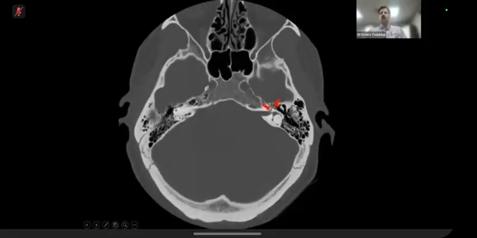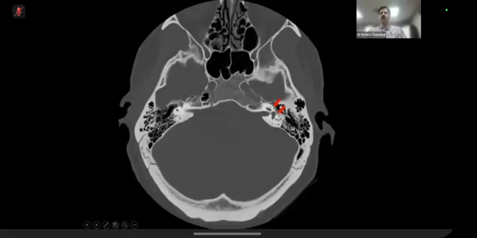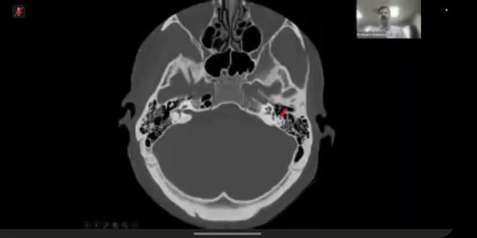So coming back to the landmark, this is the lateral semicircular canal. And the tympanic portion passes inferior to that. We will see it very well on a coronal section. Now we are going inferiorly.